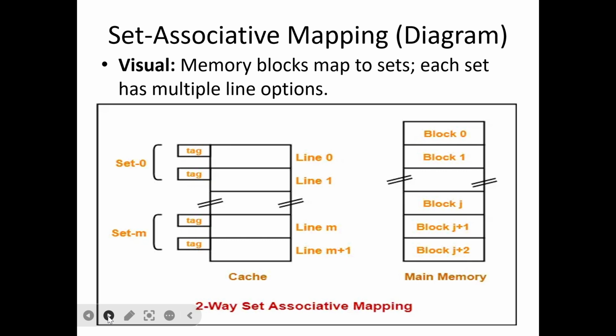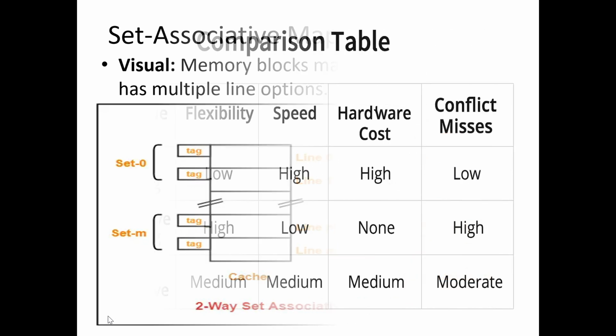See how memory blocks at the top map to sets in the middle, not individual lines. Each set, for example set 0, holds multiple lines, or ways. Block 10 maps to set 2, but can use any line in set 2. This balances speed and flexibility.